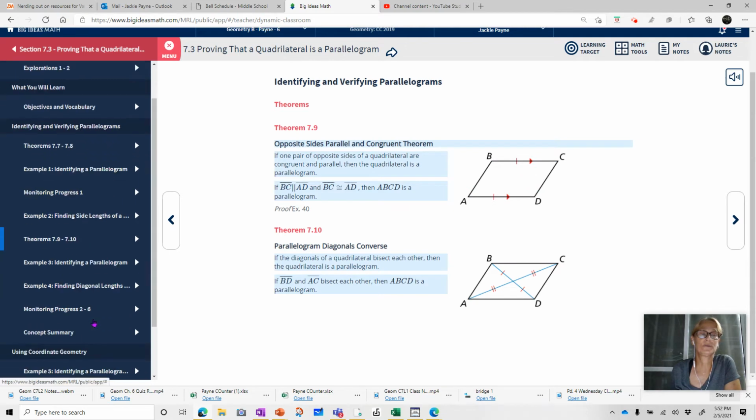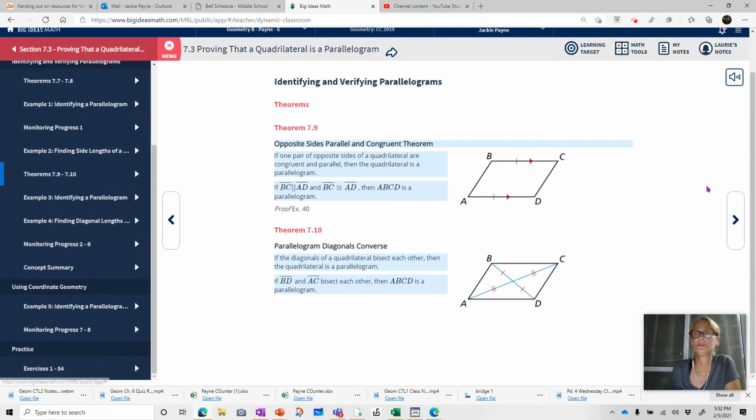So now we're going to go through a couple of more theorems. Hopefully you'll see how those are used, and we'll practice that in the assignment. Theorem 7.9 says, opposite sides parallel and congruent theorem. If one pair of opposite sides of a quadrilateral are congruent, and they're also parallel, so if you have both of those conditions, then the quadrilateral is a parallelogram.